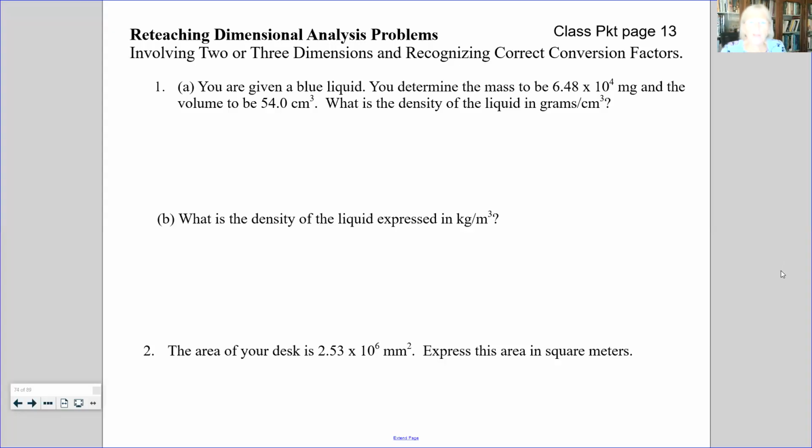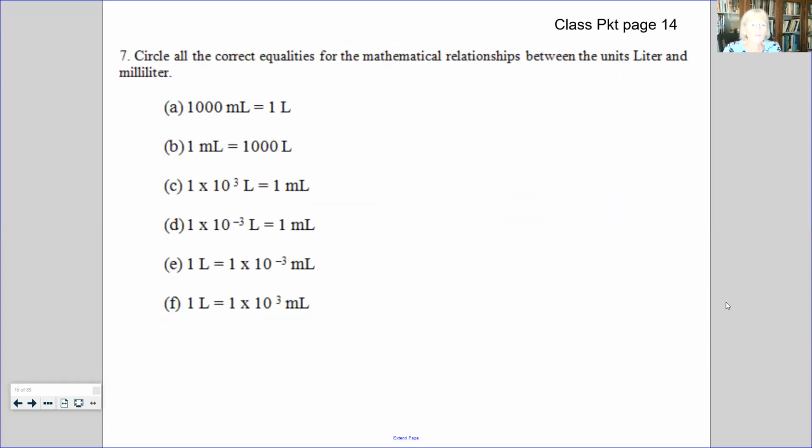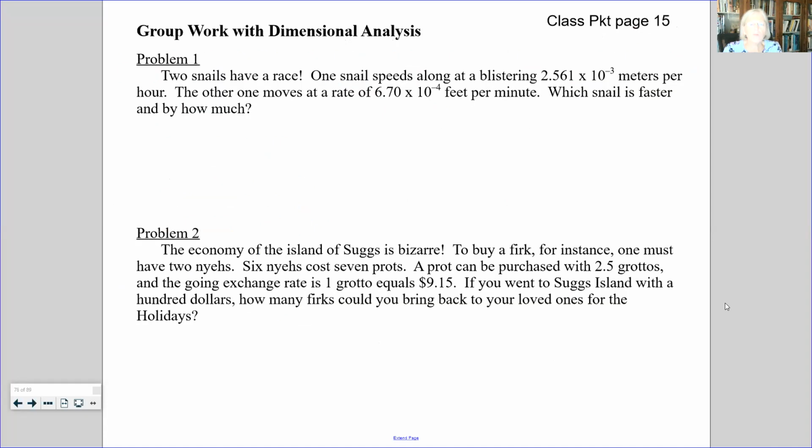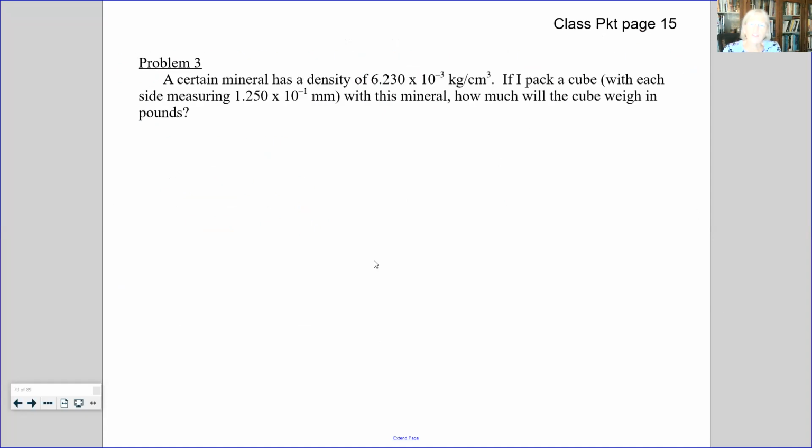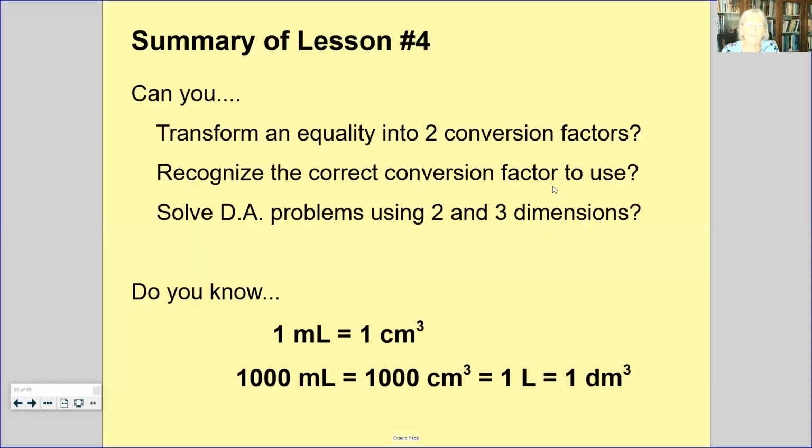I want to go back and share my screen for my notes. We have done these 3 problems. We've done these problems. We've done the group work and dimensional analysis, and I know this is the hardest. If you can get this, you are doing great. If you don't, I understand. This is the hardest problem in the class packet.